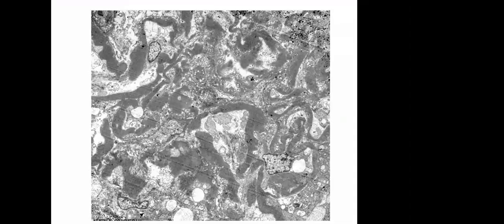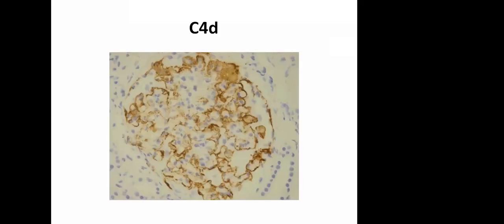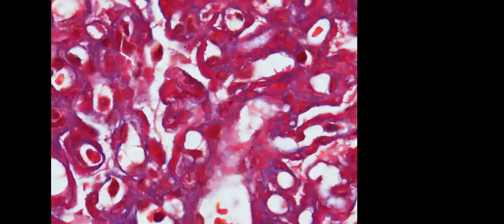So that means these deposits are made up of something. So then we did C4d immunohistochemistry. So there is an entity called C4d DDD. Okay, so this case was a dense deposit disease, and it showed these kind of deposits, and immunofluorescence was negative.